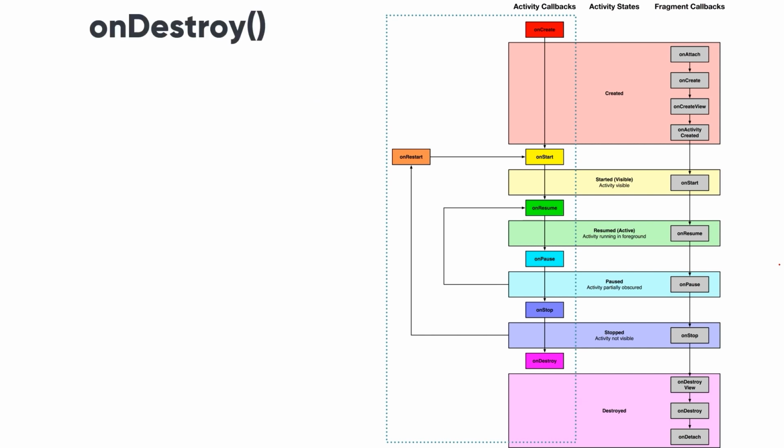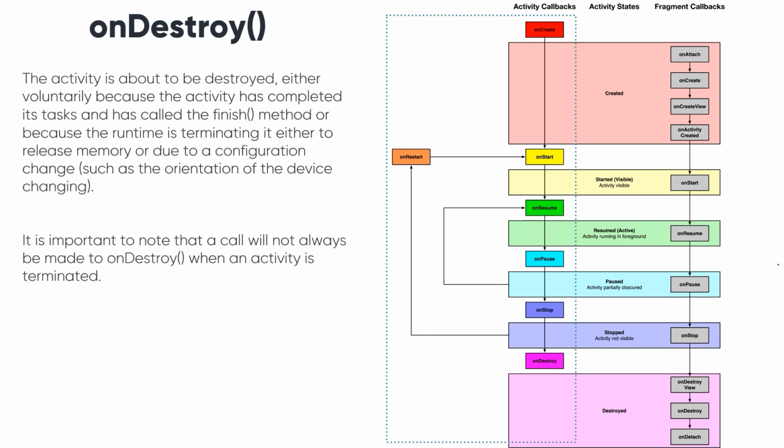The onDestroy method. The activity is about to be destroyed, either voluntarily because the activity has completed its tasks and has called the finish method, or because the runtime is terminating it either to release the memory or due to a configuration change such as the orientation of the device changing. So this is the onDestroy.